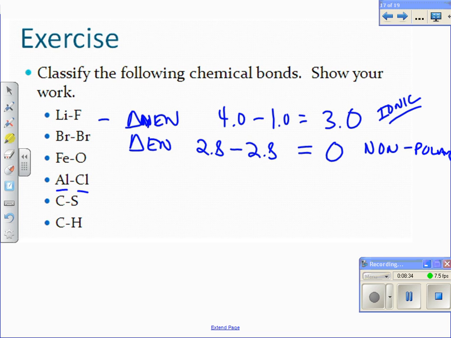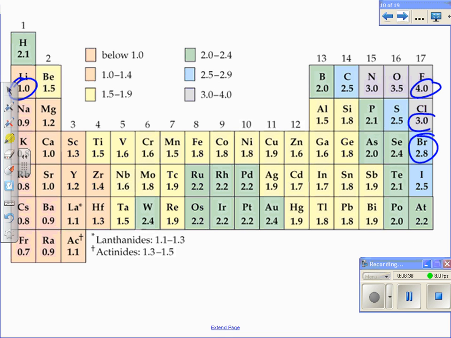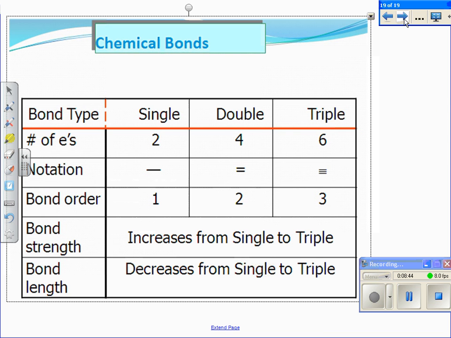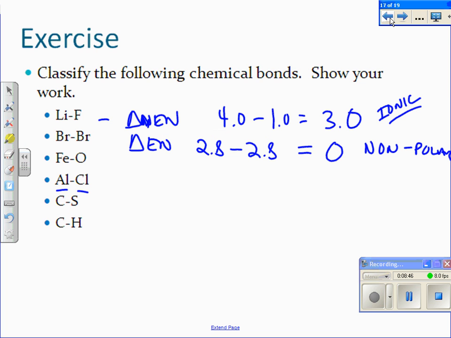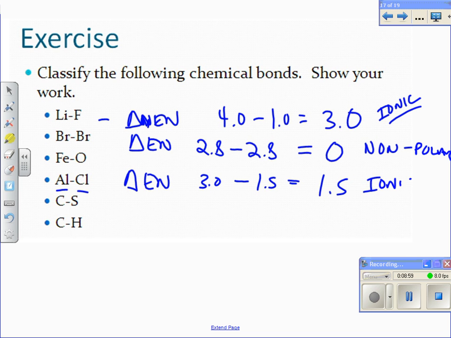Aluminum chloride. You have a metal and a non-metal, so we come over here. Chlorine has a value of 3.0. Aluminum has a value of 1.5. That's very close to the borderline, but we know it's a metal and a non-metal, so we already know it's ionic. If we did it, it's 3.0 minus 1.5, so the difference is 1.5. But we know it's ionic because it's a metal and a non-metal, so we don't really have to deal with that. It was pretty obvious.